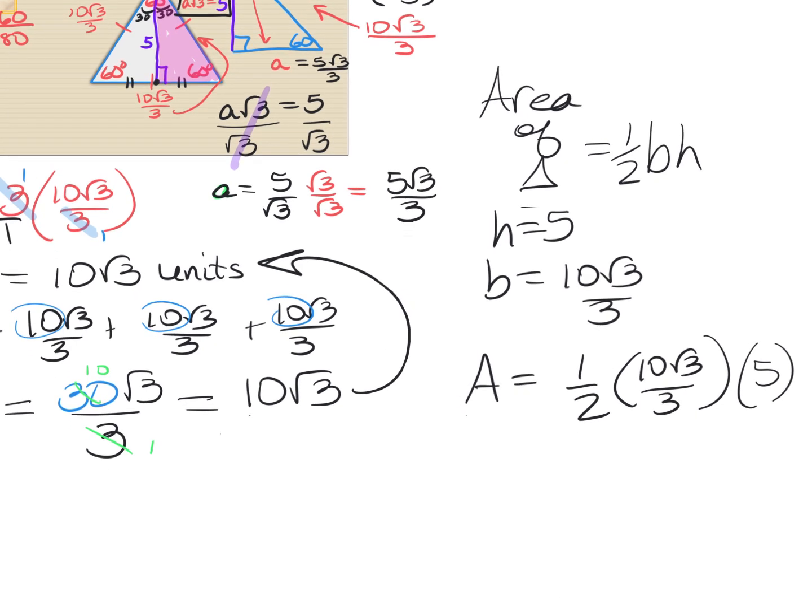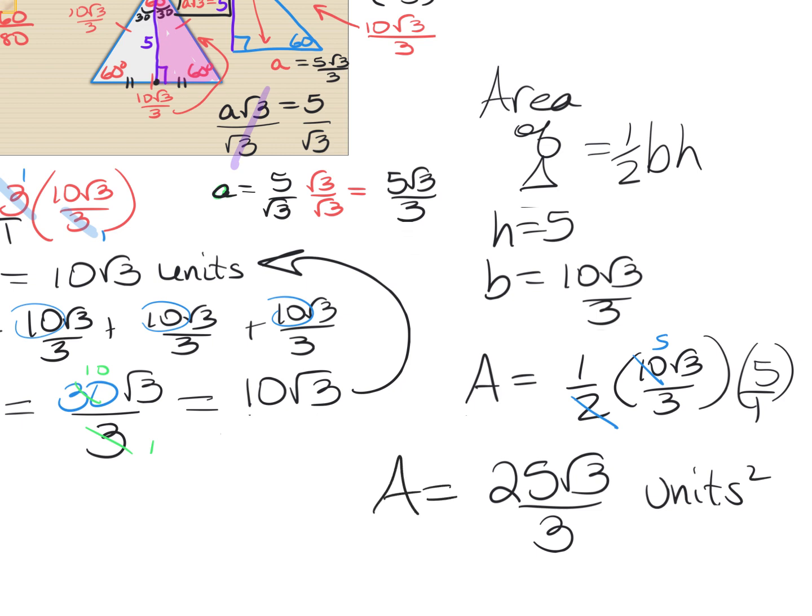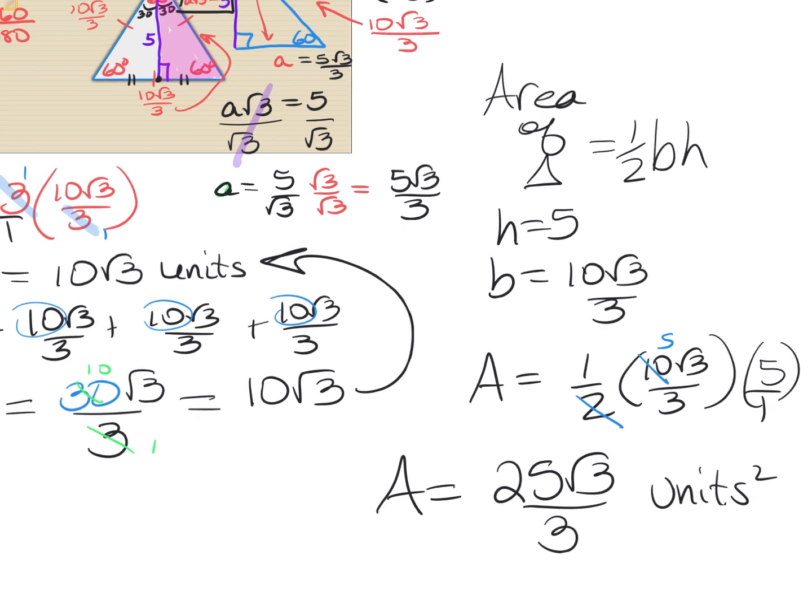I could simplify here, make that a 5. And now the only thing I have left to multiply is the 5 times 5. I could put a 1 here. So 25 square root 3 over 3. And these would be units squared, or square units. So be able to do perimeter or area.